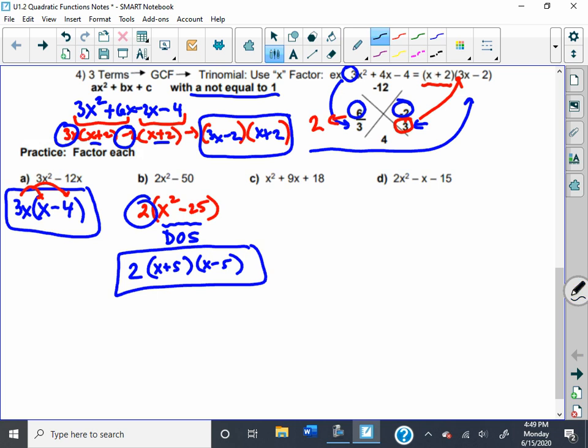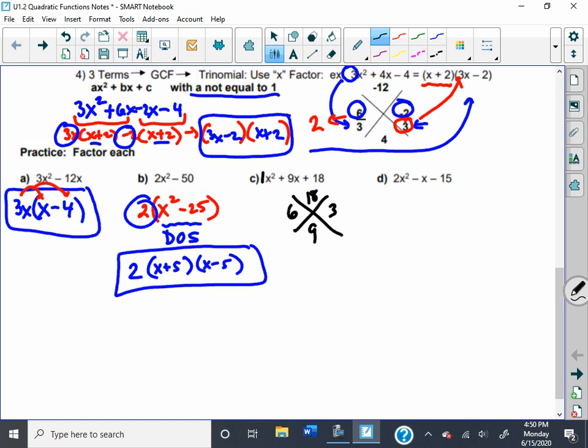All right, C, there's a trinomial, 3 terms. There's no GCF, nothing goes into all 3 of those terms. They all don't have x's. Nothing goes into 1, 9, and 18. So we'll go straight to the x. All right, now 18 goes on top and 9 goes on the bottom. And we need two numbers that multiply to 18 but add to 9. And so that's going to be 6 and 3. 6 times 3 is 18. 6 plus 3 is 9.